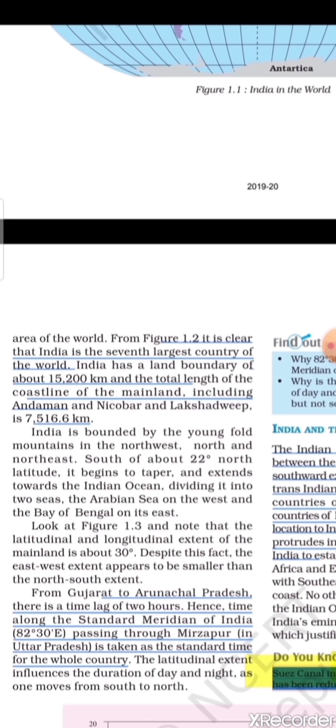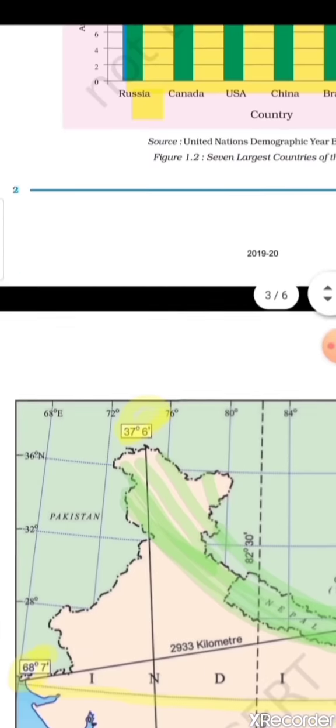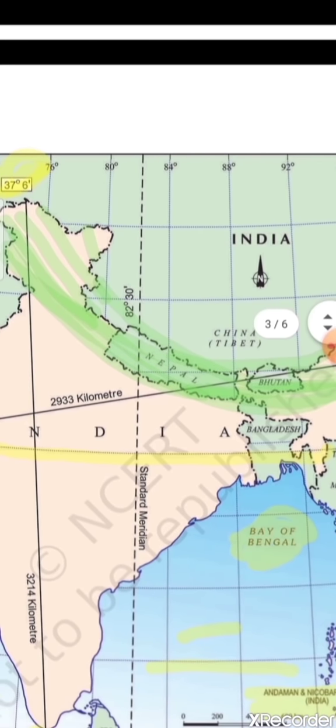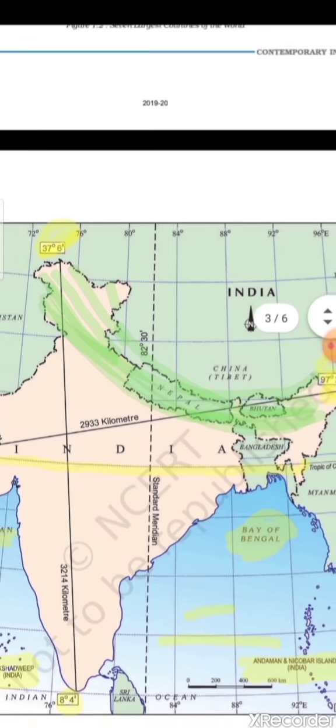7,516.6 kilometers. And India is bounded by the young fold mountain range in the north, which runs parallel from the western to the eastern part of the country, and you know them as the Himalayan range or Himalayan mountains. How these mountains have formed, that we will discuss in the next chapter.